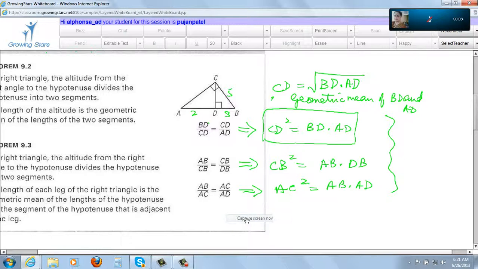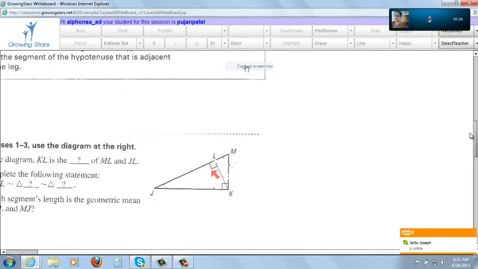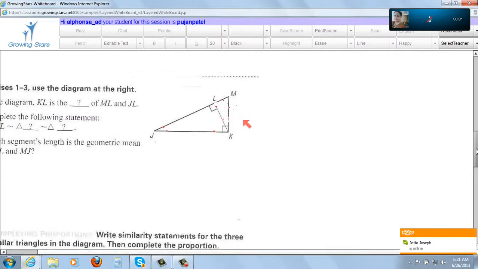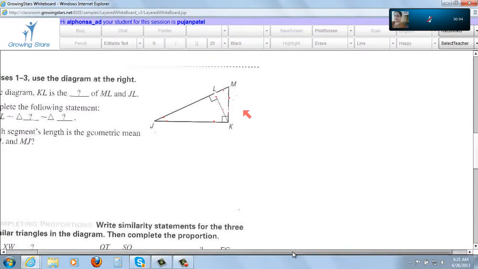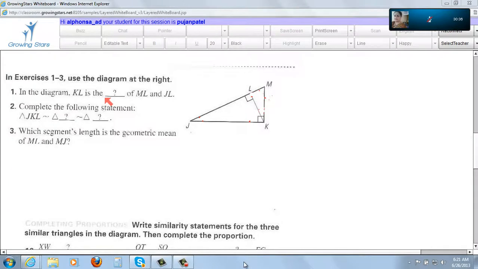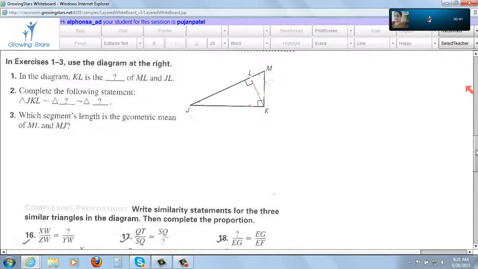Okay. Now with this in mind, we can go ahead and do the questions which follow. Look at this diagram. Again, it's the same situation, isn't it? We have a 90 degree here, and from the vertex which contains the 90 degree, we are drawing an altitude. So we have all the three triangles similar to each other. Now can you fill up the blank here? You're supposed to use the theorems we just now learned.